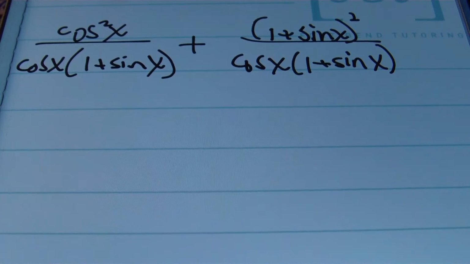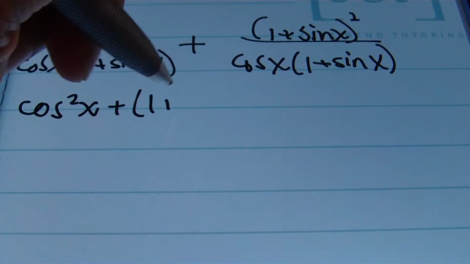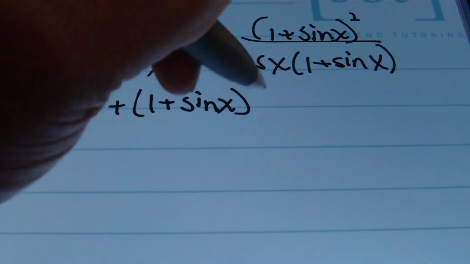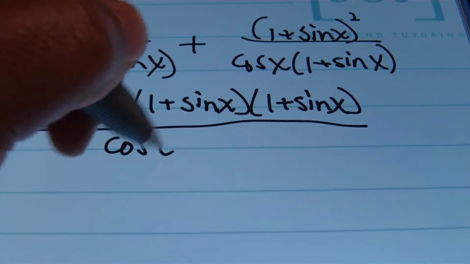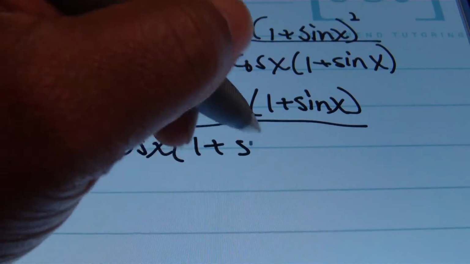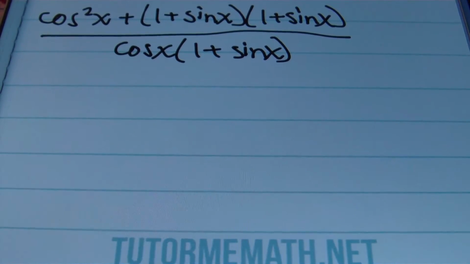Now that I have this, I can combine my numerators together. And when I do that, I'll also be expanding that binomial that's squared there. Let me show you what I'm talking about. My new numerator, when I combine these two fractions, will be cosine squared x plus 1 plus sine x times 1 plus sine x, all over my common denominator, which is cosine x times 1 plus sine x. So this is what I have thus far.